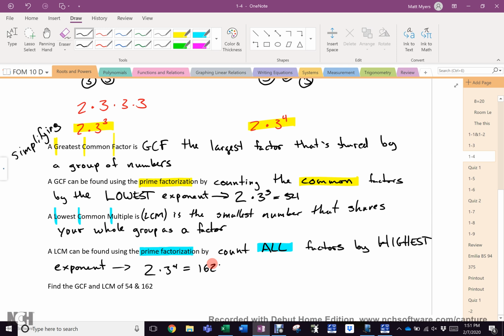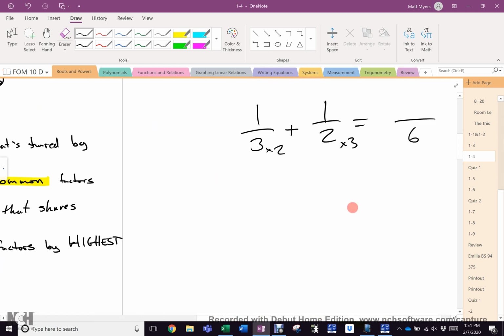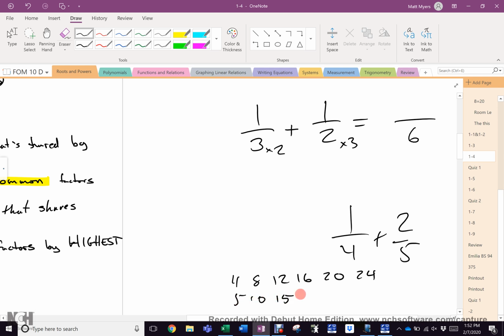Now the problem with finding common denominators is back when you were kids, the teacher always gave you pretty small fractions, right? And they worked together real well. 4 and 5. What's the common denominator? If I had 1/4 plus 2/5, what would you say is your common denominator? 20, right? And most of you probably found these by skip counting. You went 4, 8, 12, 16, 20, 24, and then you went 5, 10, 15, 20. Oh, there's your pair. That's probably how most of you learned to do this back in the day, yes?